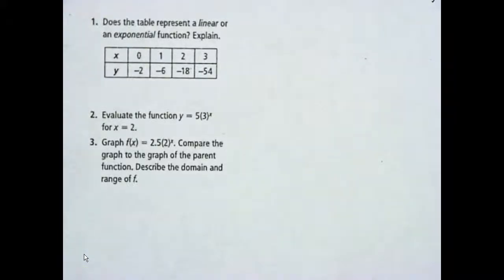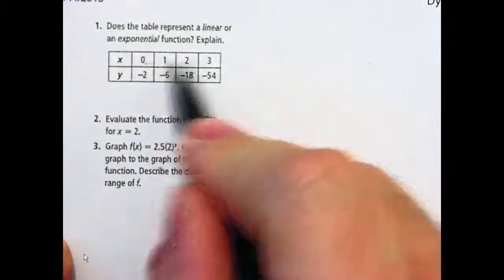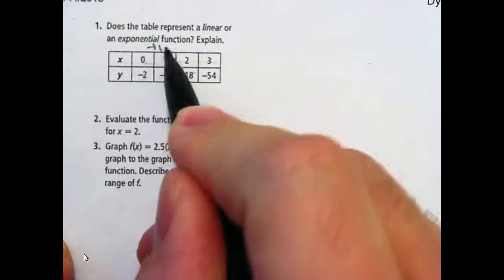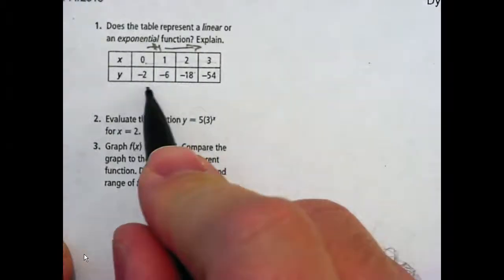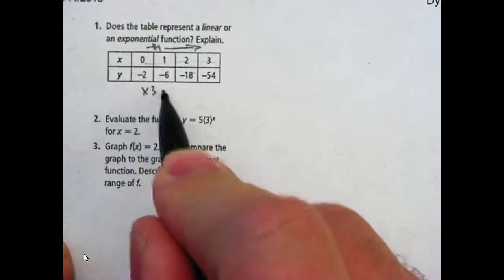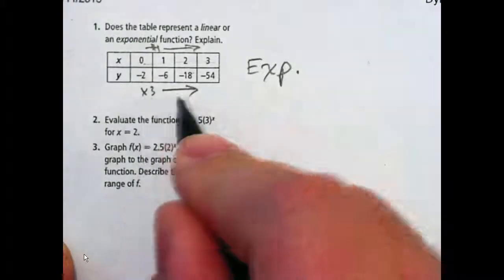So on our warm-up today, a quick review of 6.3. Does the table represent linear or exponential? Notice here you're adding one, so you're increasing by a constant. On your independent, so your dependent, looks like you're multiplying by 3 every time. That is exponential. It's linear if you're adding down there.